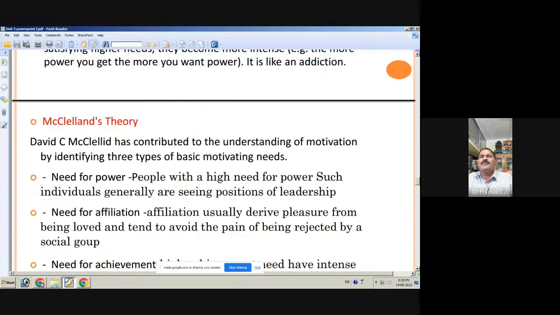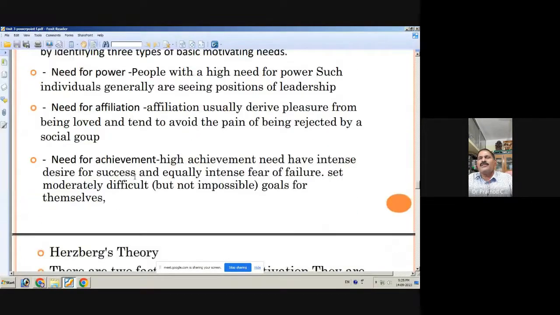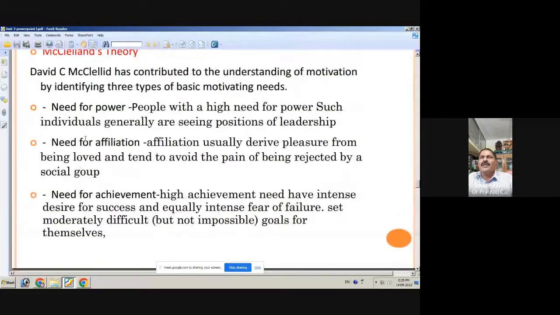Another is McClelland's theory, which has contributed to the understanding of motivation by identifying three types of basic motivating needs. Number one is the need for power, then the need for affiliation, and the need for achievement. Those with a high need for power generally seek positions of leadership. Some people are interested in developing their leadership qualities and getting some power.